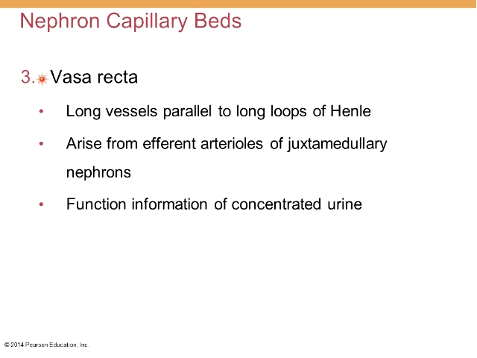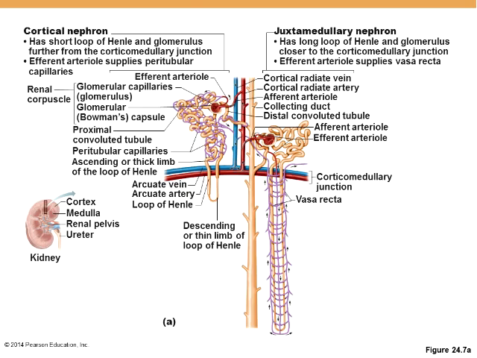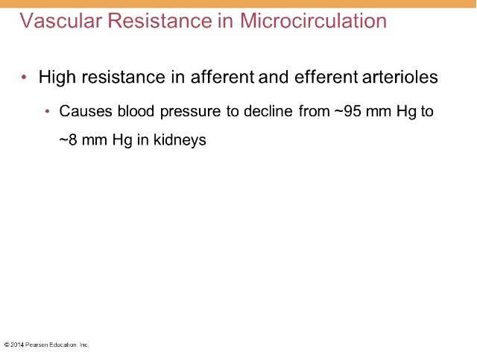Now the vasa recta are long vessels that are parallel to the long loops of Henle and the juxtaglomerular nephrons, the ones that extend deep in the medullary part of the kidney, and they help to concentrate the urine. They're more involved with pulling that fluid or water back. And we've already seen this slide, but again, you see these peritubular capillaries, and you see the vasa recta, which are pulling that fluid that was created in the glomerulus and the collecting system to return the fluid back to the bloodstream.